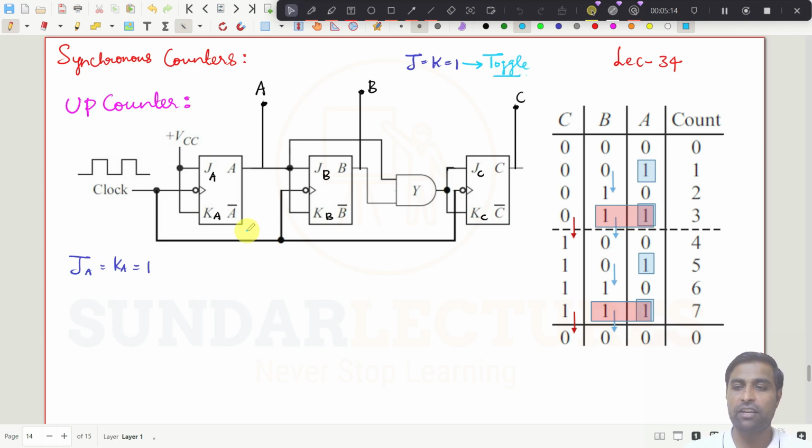We have seen these kinds of things already. Anyhow, so this is the equation. And what is the second one? What am I getting for JB and KB, because they are connected.